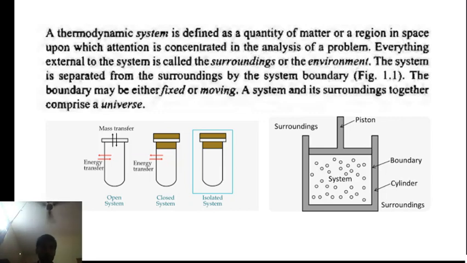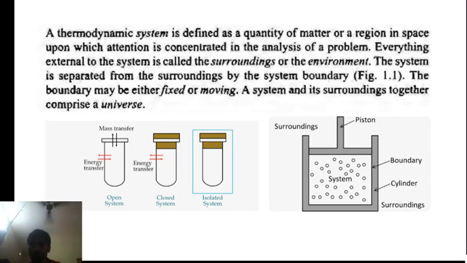Now the third thing is the system boundary. What do you mean by system boundary? The boundary separates the system from the surroundings. That will be the boundary. Now see, this is the boundary which separates surrounding and system. From this system, the surrounding is separated with the help of this boundary.